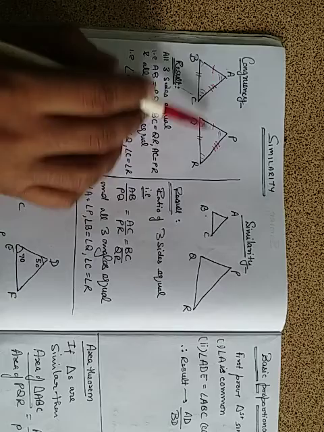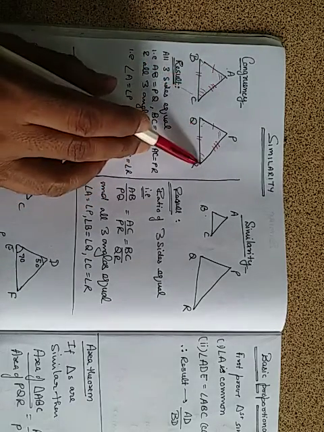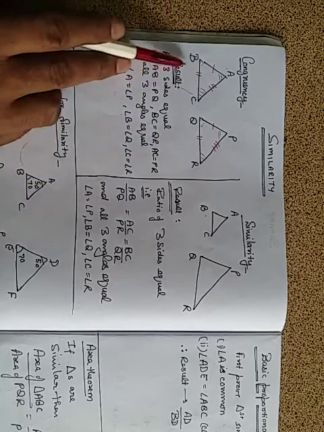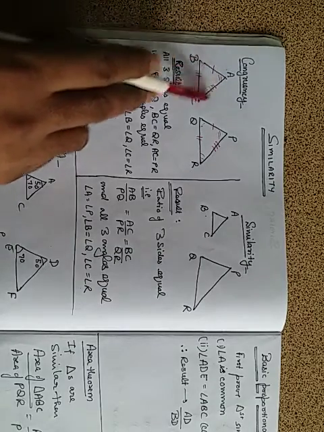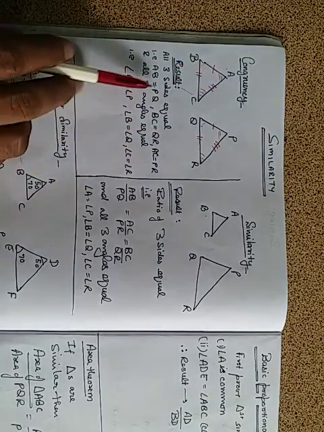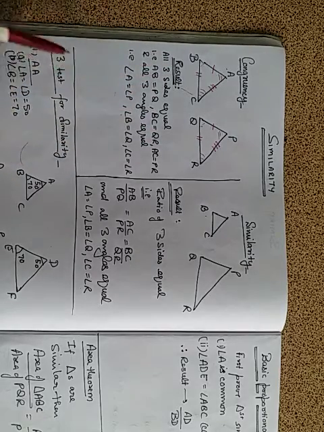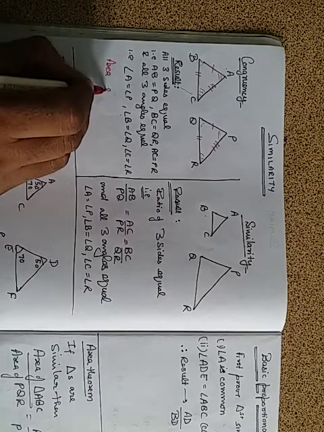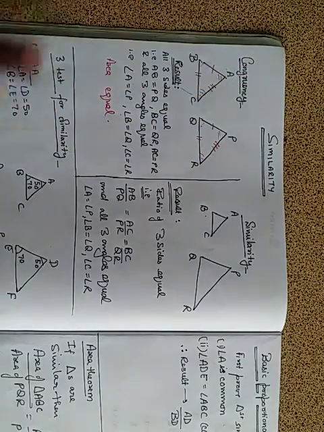The area of ABC is equal to the area of PQR. When the two triangles are proved congruent, what do we get? We get the result that all the three angles, all the three sides and the area of the triangle are equal. So by proving these two triangles congruent, we get these three results.